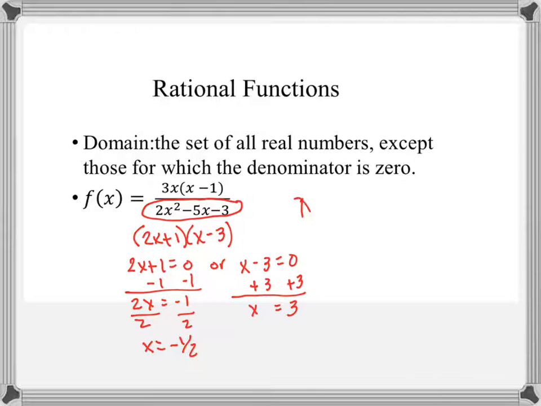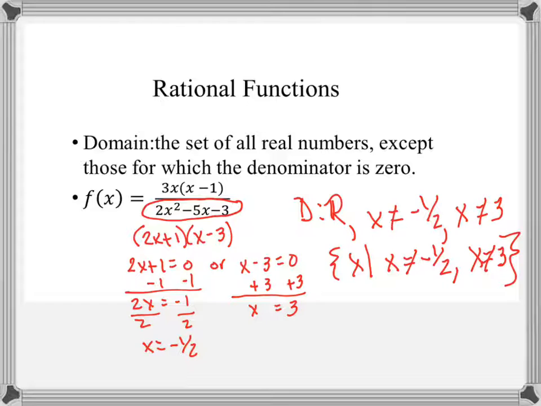So we could write our domain as the set of all real numbers, that's what that fancy looking R means, where x does not equal negative 1/2 and x does not equal 3. Or using set notation, we could write the set of all x's such that x does not equal negative 1/2 and x does not equal 3. We could also use interval notation, but I'm just going to use set notation right now.